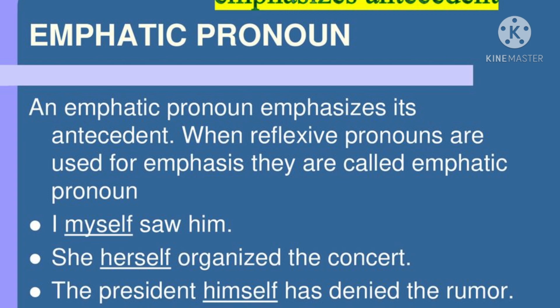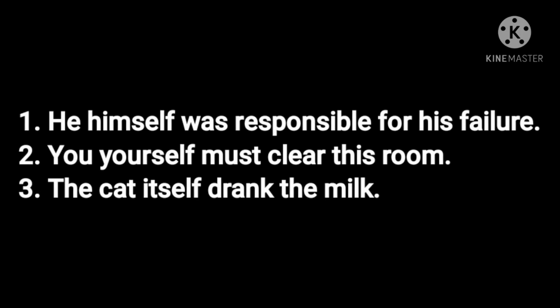Clear? Now let's look into some examples for emphatic pronoun. He himself was responsible for his failure. You yourself must clear this room. The cat itself drank the milk. Here in all these sentences, himself, yourself and itself are giving emphasis on the subject. Clear? And so these words are emphatic pronouns. So I hope you are clear with emphatic pronoun and reflexive pronoun, and you also know the difference between them.